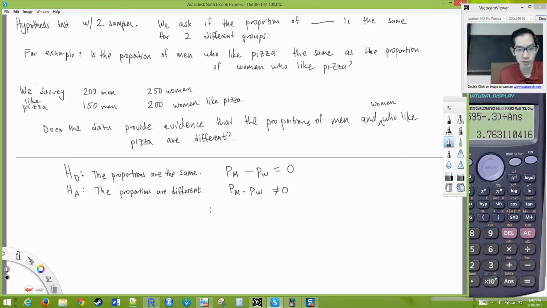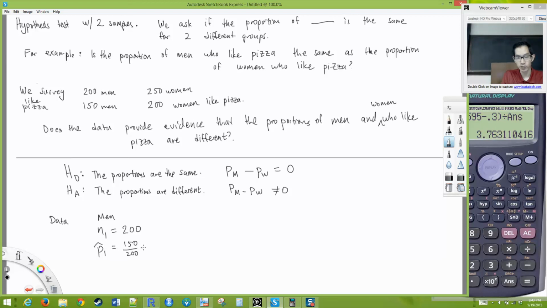All right. What do we get from our data? Our data we need for the men. What is the sample size for our men? So I'm going to just call sample size for men N1. What do we have? 200. What is my p hat for men? So p hat 1. 0.75. So 150 over 200 is 0.75.